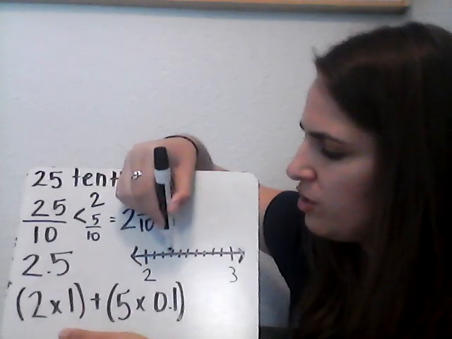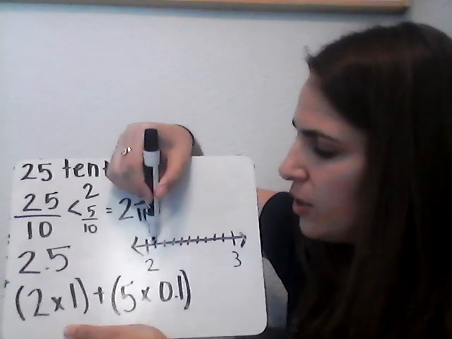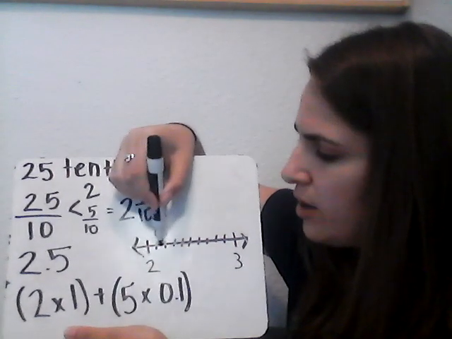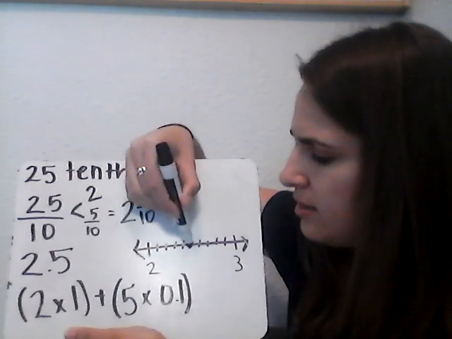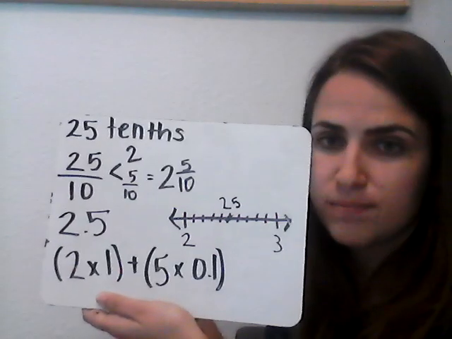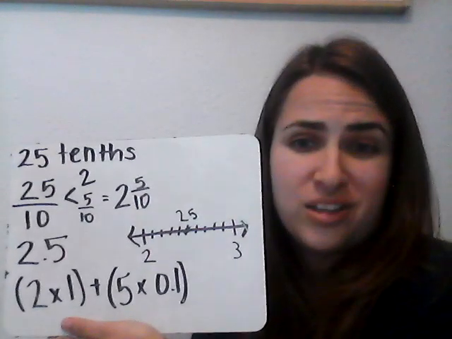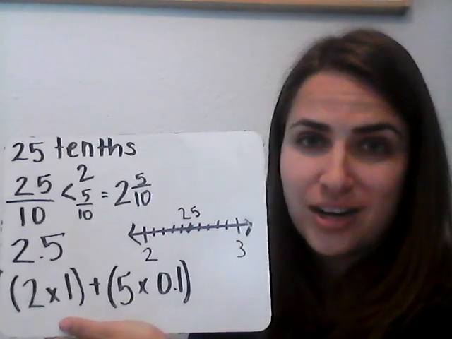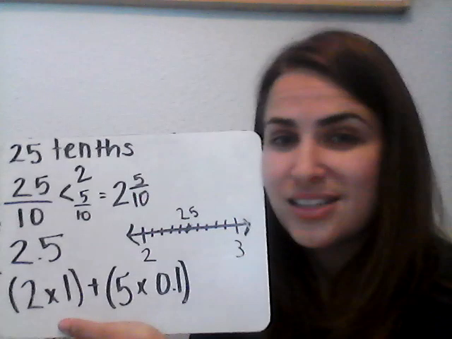And I know each of these increments is worth 1 tenth, so I'm going to go to 5 tenths, 1, 2, 3, 4, 5 tenths. And this will show 2 and 5 tenths. Maybe you come up with another way to show it visually other than a number line. Maybe an area model or something else. Who knows?